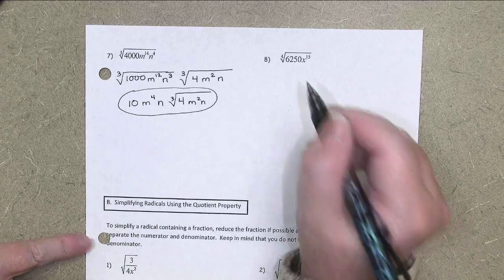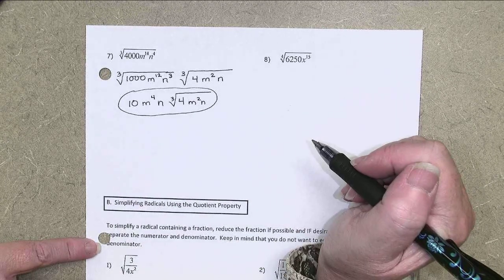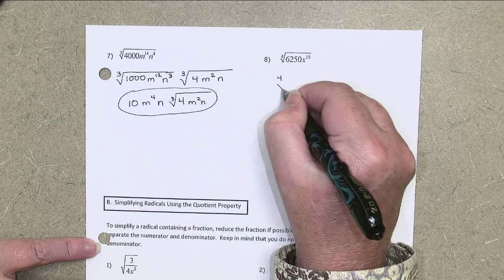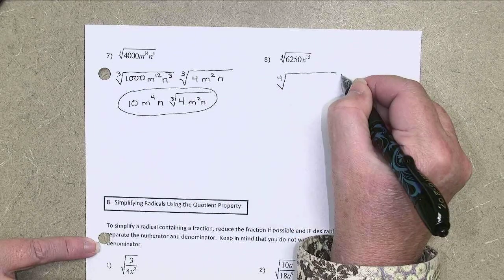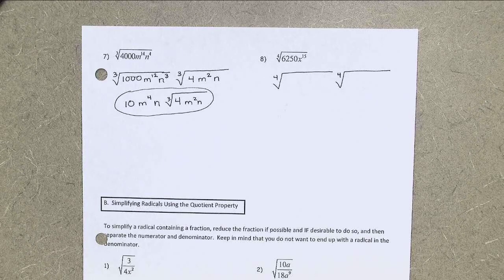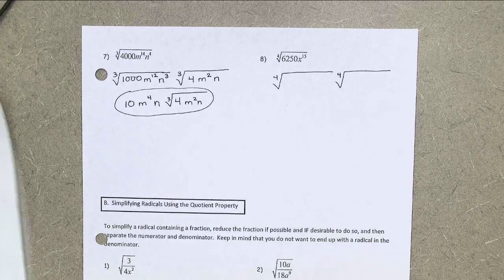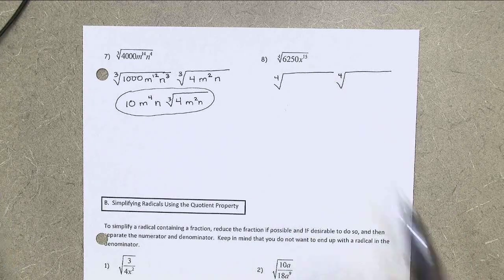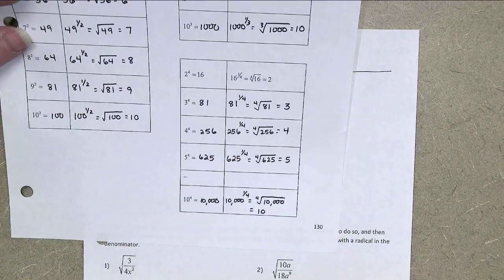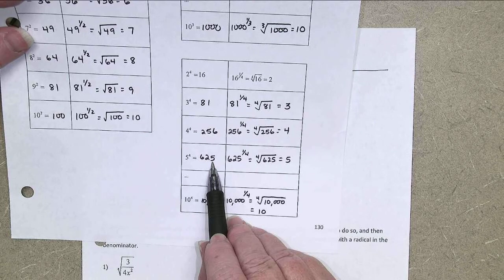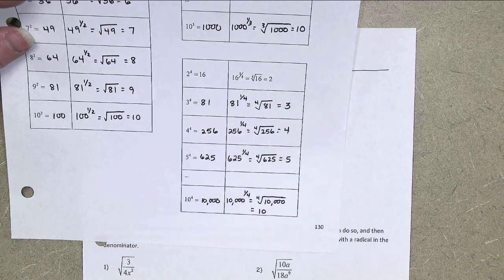All right, we'll turn to one example of a 4th power. I do have a product, so it's okay to break it up. In 4th powers, I don't know nearly as well, but as I look at that 6250, and I compare that to my list of 4th powers, 5 to the 4th is 625. So I'm thinking 625 times 10 sounds pretty good.